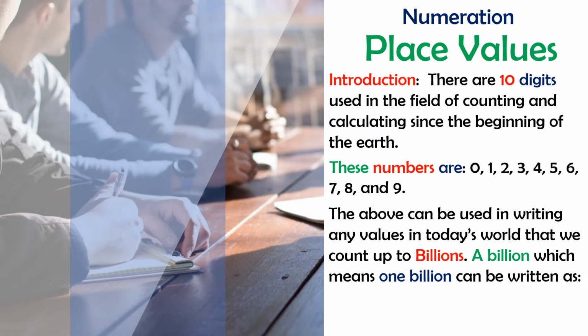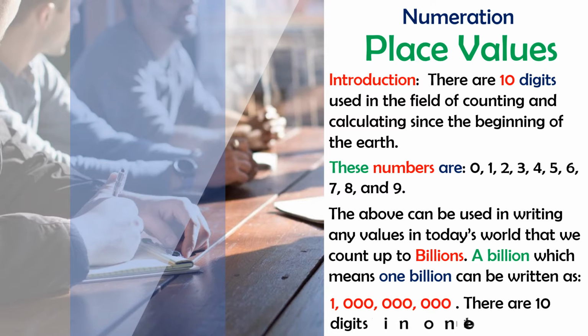1 billion can be written as 1 bearing 9 zeros. In total, it becomes what? 10-digit numbers. So a billion means 10-digit numbers. Let's proceed.